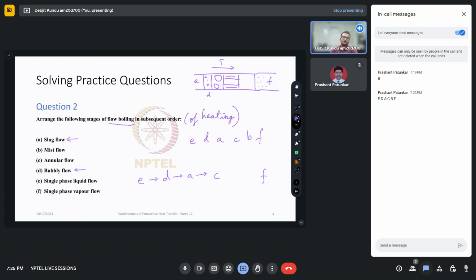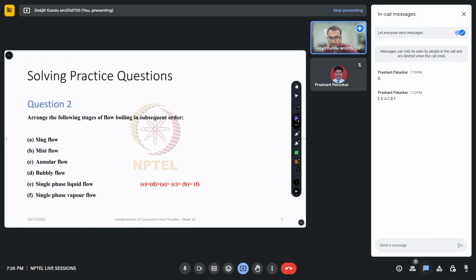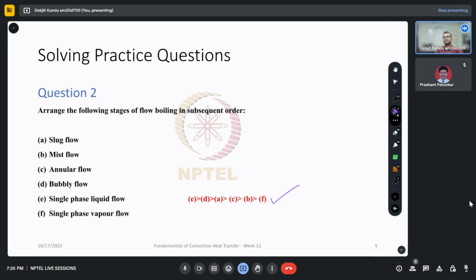And then after that, it is majorly vapor with small droplets of liquid floating around in between. That is known as the mist flow, which is option B. And after those liquid particles get evaporated as well, we will get pure vapor, and that is known as single phase vapor flow, which is option F. So this order should be the correct one. We will have a look at the solution, and indeed it is the correct one. Okay, I hope there are no questions regarding this. If you have, please don't hesitate to ask.